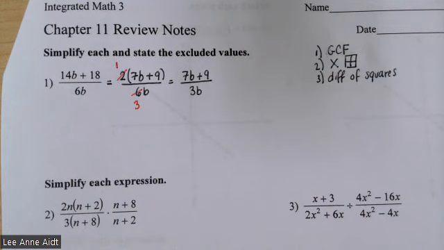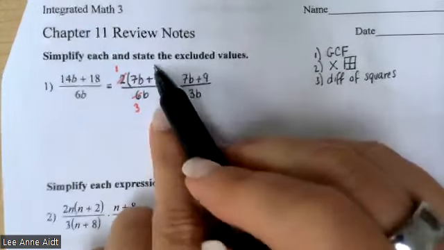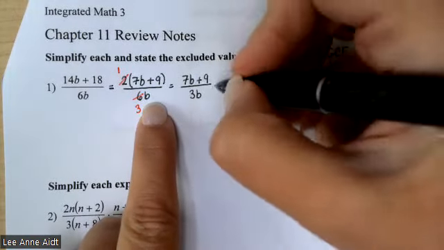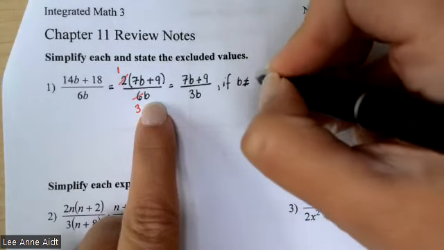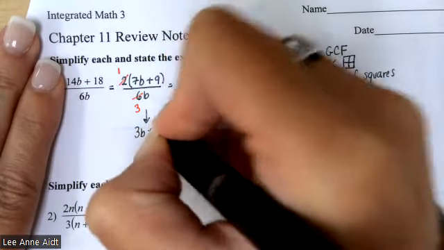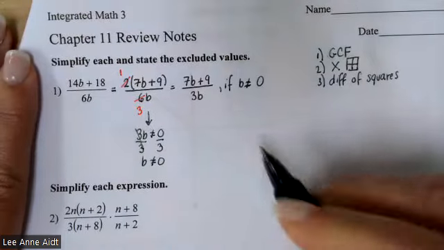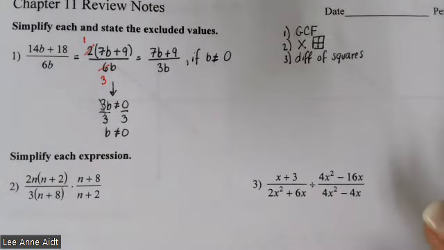Okay, this is the only problem on the page, if you notice, that asks us to state the excluded values. The rest of them just say to simplify. So we only have to worry about excluded values for this one. You want to go to the answer and then back up a spot and look at the bottom. What would make 0 on the bottom for this one? 0. Okay, what you can do is say 3b cannot equal 0. Divide by 3. B cannot equal 0. If you need to do that, that's how you do it.